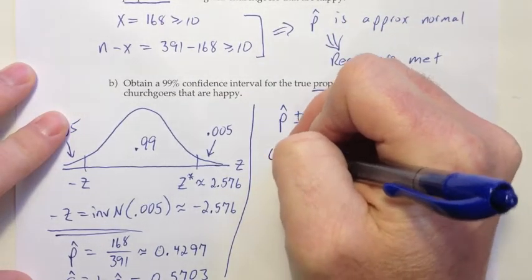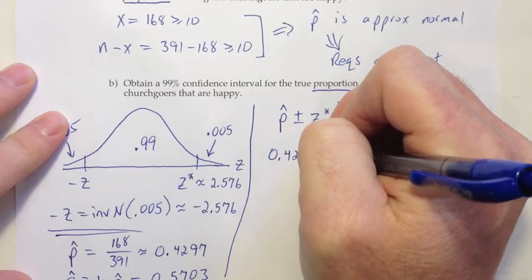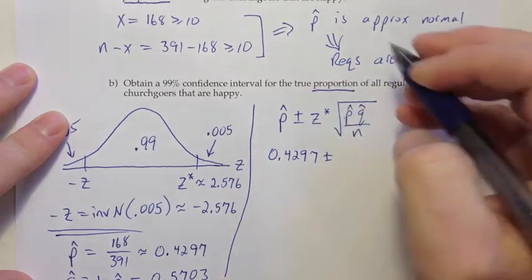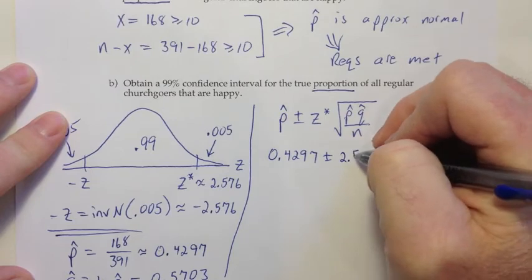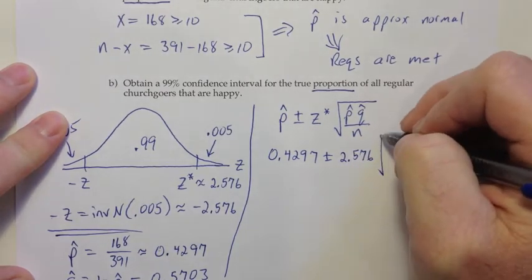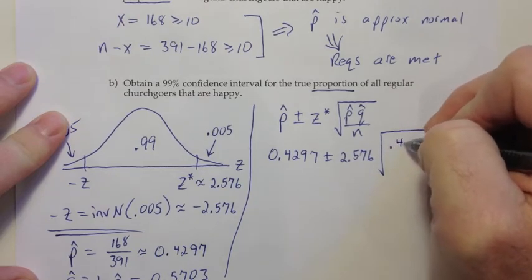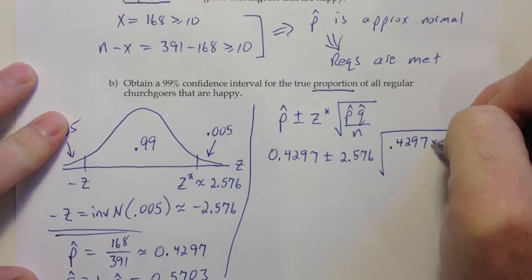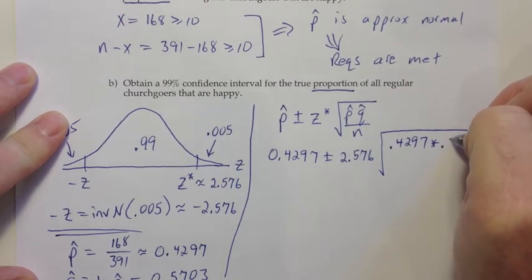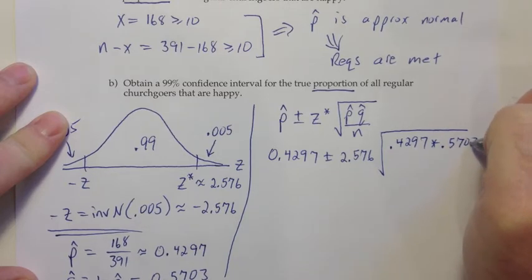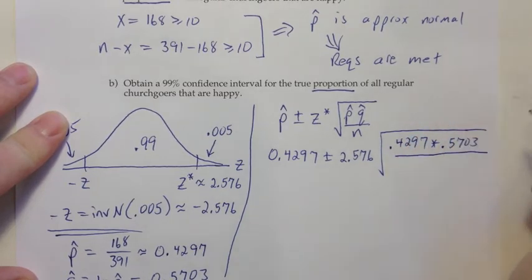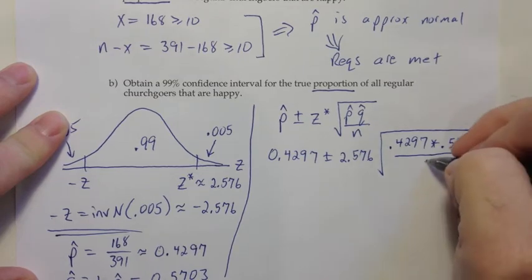So my p hat was 0.4297 plus or minus this z-score, or z-star, of 2.576 times the square root of my p hat, 0.4297, times 1 minus that, or q hat, which would be 0.5703, and all of that is divided by my sample size, which was 391.